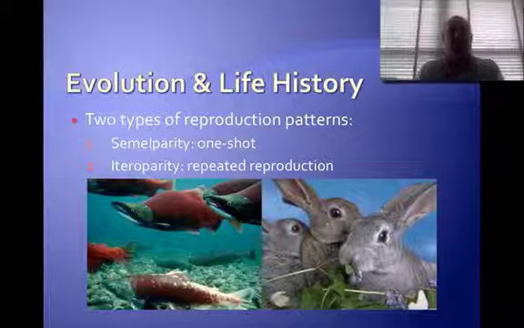Now, when we talk about life histories and evolution of organisms, organisms have developed two types of reproductive patterns depending on what they see most fit. One is called semelparity, which is a one-shot reproductive stage. Salmon are an example of that. They're born, they go off, they come back, they reproduce one time, and then they die. Another one is iteroparity, which is repeated reproduction. Humans are one, rabbits are an example. They repeat over and over again.